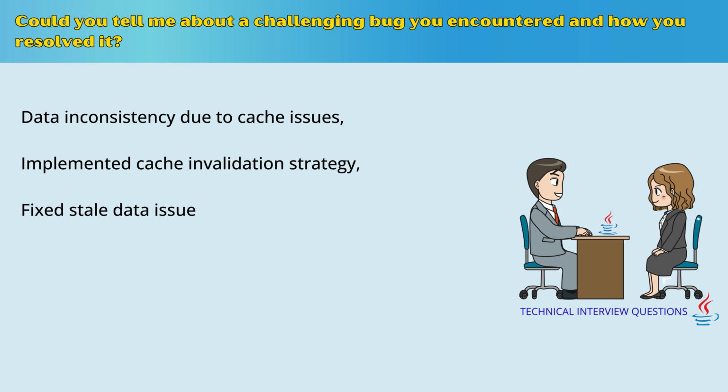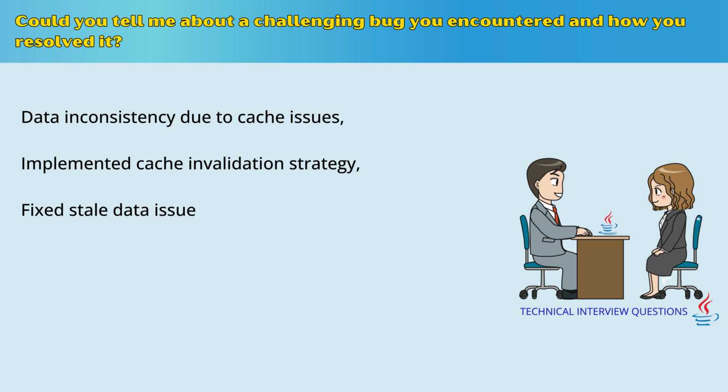After a thorough investigation, I found that the problem was related to caching. We were using an in-memory cache to store data for faster access, but the cache was not being invalidated correctly when the database was updated. As a result, the application was sometimes showing stale data from the cache instead of the updated data from the database. To resolve this, I implemented a proper cache invalidation strategy.